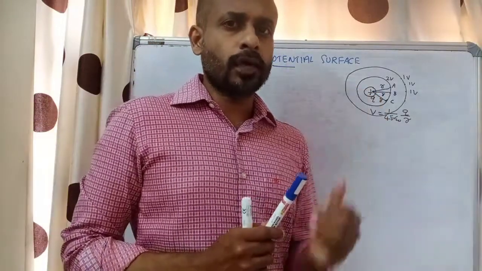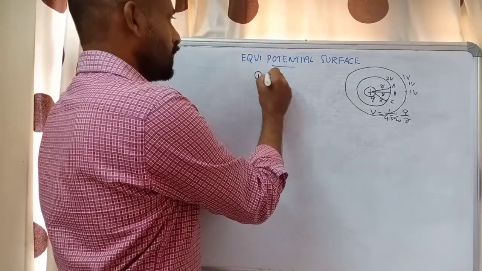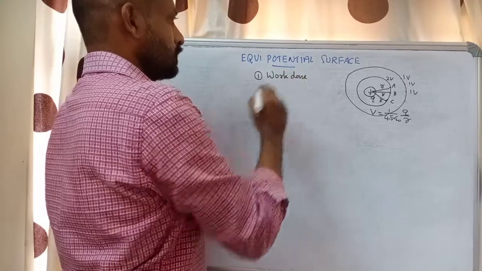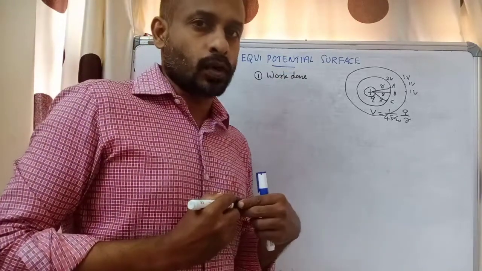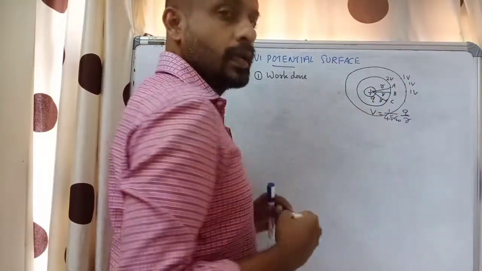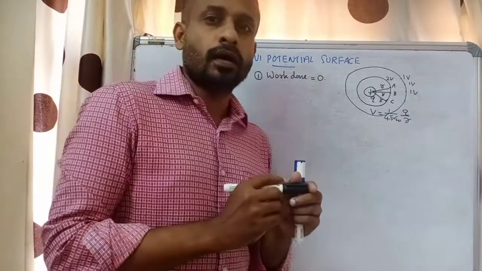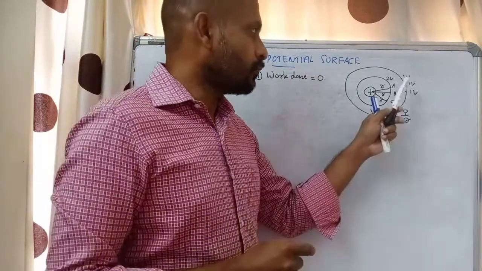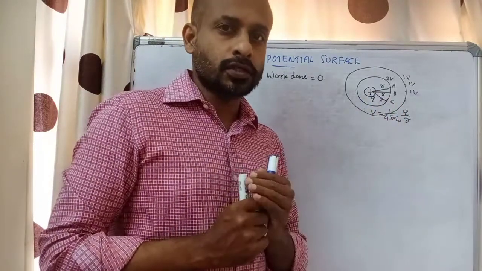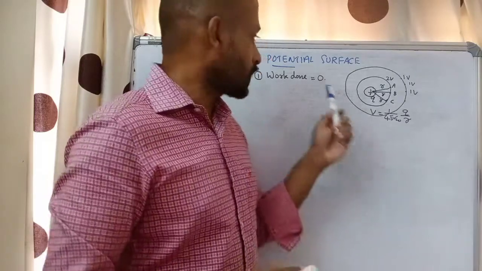And there are few properties for equipotential surface. First property is, we can list like this: work done to move a charge along an equipotential surface will be 0. If you want to move a charge along the equipotential surface, work done will be 0. Why work done is 0? Because work done depends on potential difference. If you are moving a charge from A to B and they are having same potential, what is the potential difference? Potential difference will be 0. So work done also will be 0.